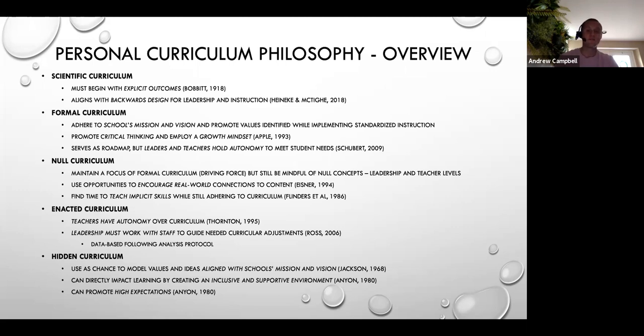And last but not least, of course, we talked about hidden curriculum. Some of the big takeaways from here are that we can use this to model our values and ideas that align again with that school's mission and vision. How are we going to push that mission and vision?